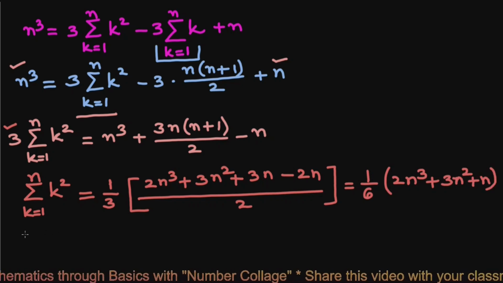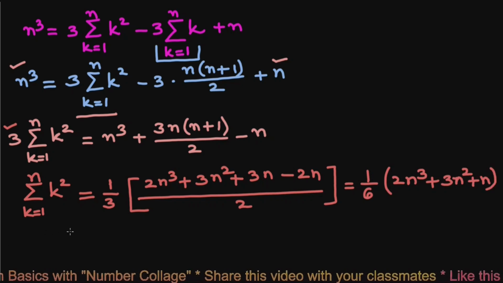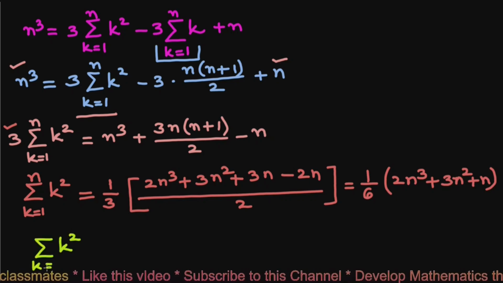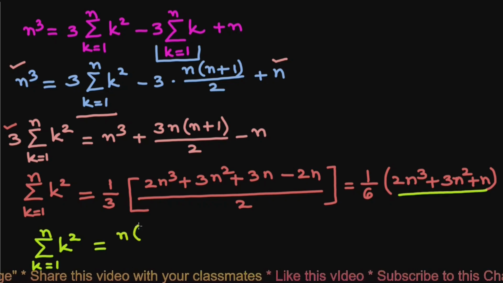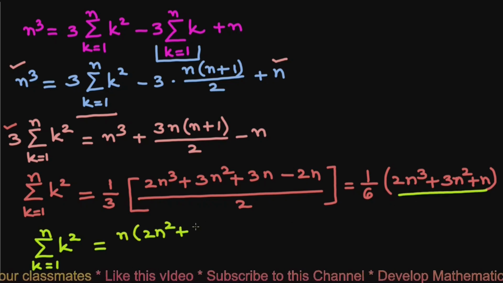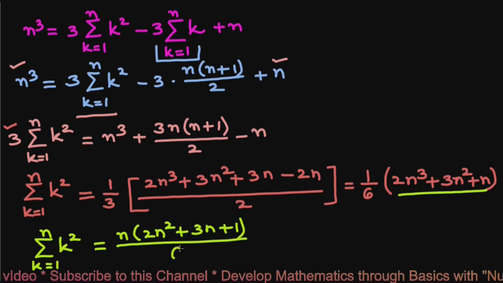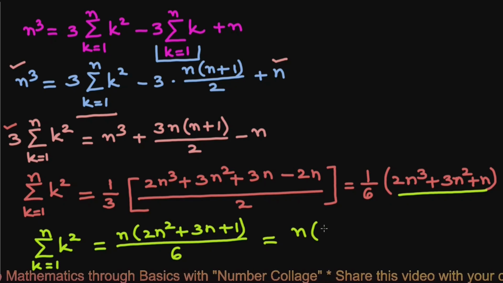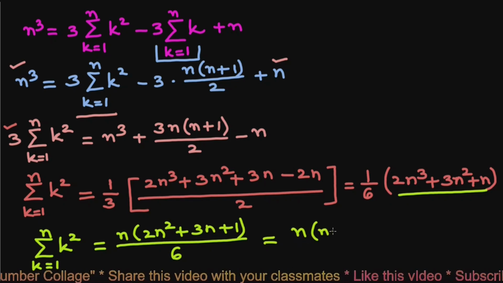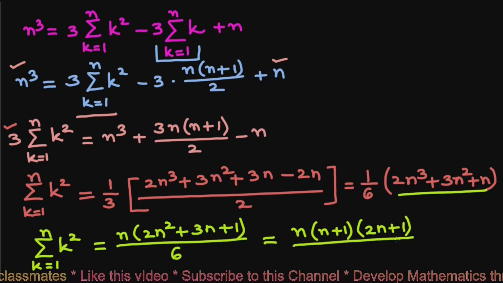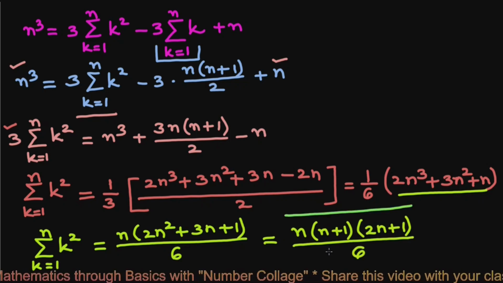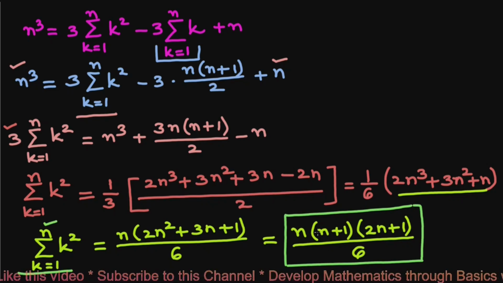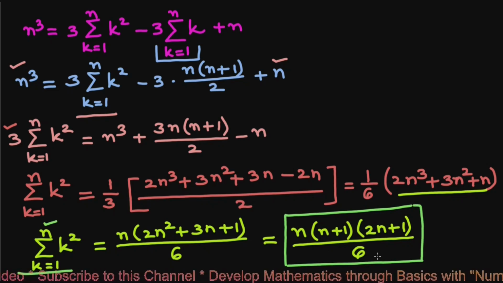So that finally gives us sum of squares of the first n natural numbers, summation k squared, where k runs from 1 to n. Taking n common, we write 2n squared plus 3n plus 1 upon 6. That will be n multiplied by 2n square plus 3n plus 1 can be factorized as n plus 1 into 2n plus 1 upon 6. So this will be the sum of squares of the first n natural numbers, n into n plus 1 into 2n plus 1 upon 6.